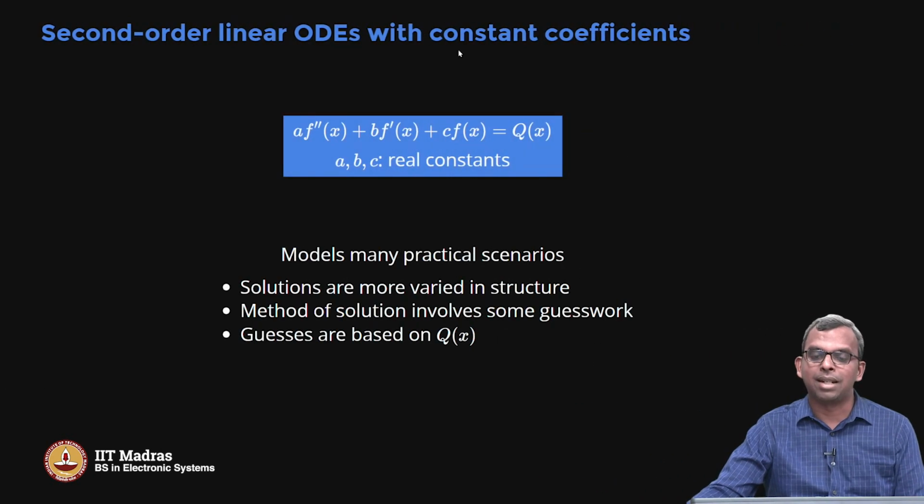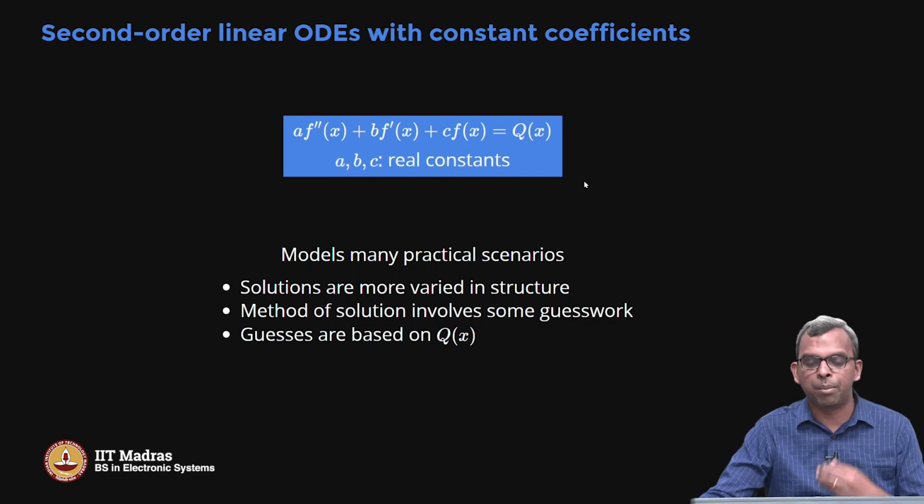Okay. So here is a generalization. What is a second order linear ODE with constant coefficient? A times f double prime plus b times f prime plus c times f of x equals q of x. A, b, c are real constants. Q of x is called the forcing function, and this is how the equation looks. So this models many practical situations. I may not show you a lot of examples, but definitely RLC circuit is a fantastic example.